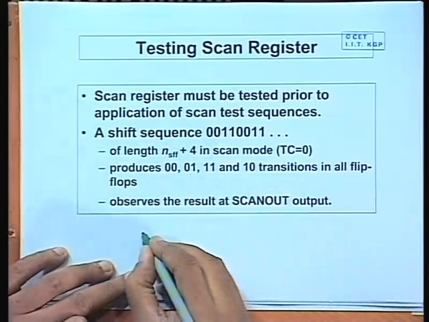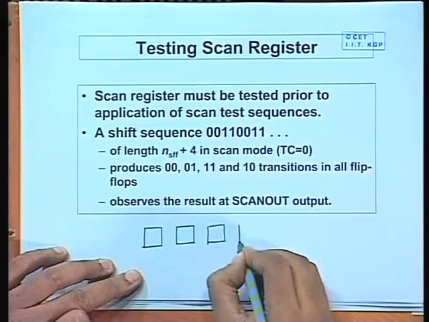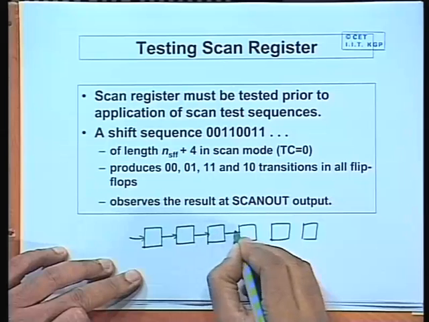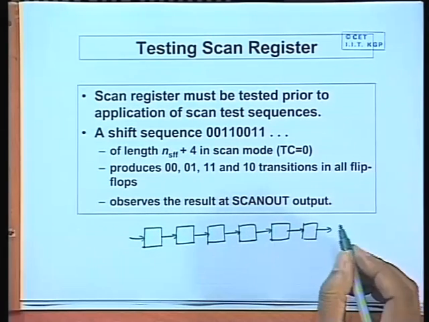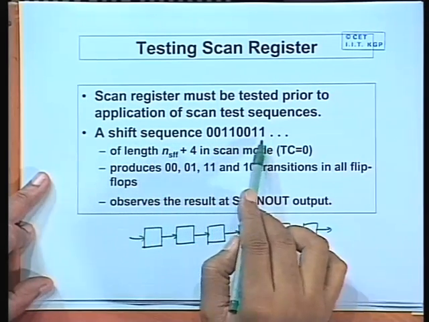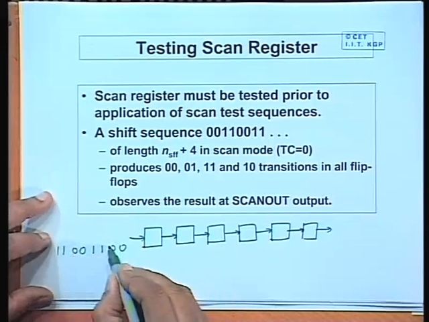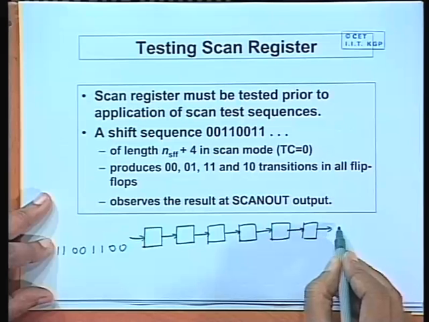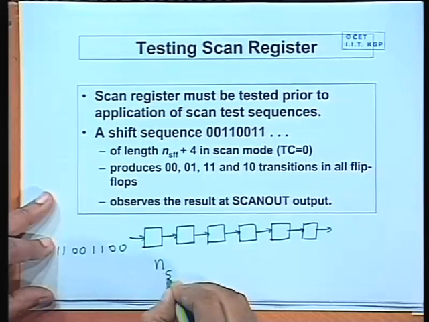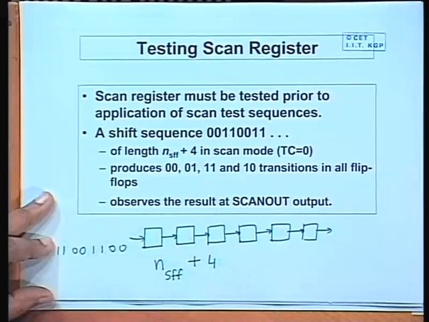So, there are standard ways of testing a shift register. What people normally do is, let us take an example, suppose you have a shift register with 6 stages, a 6 stage shift register. You want to test it. Now, you apply a continuous shift sequence of 0011 0011 to it. You apply 0011 0011, and all the bits you apply, they will have to come out of this. Now, how many bits you will be applying? If there are n SFF number of flip flops, here 6, it will be this plus 4.